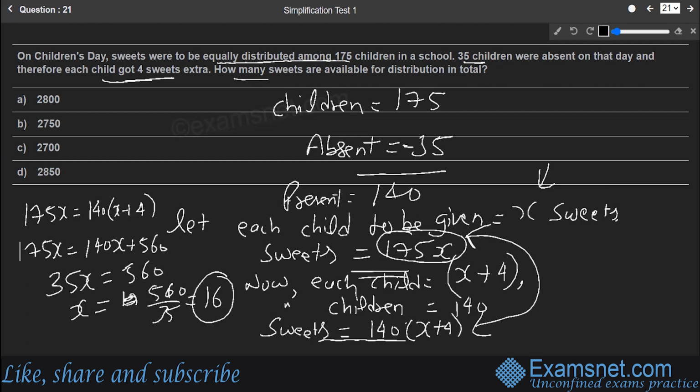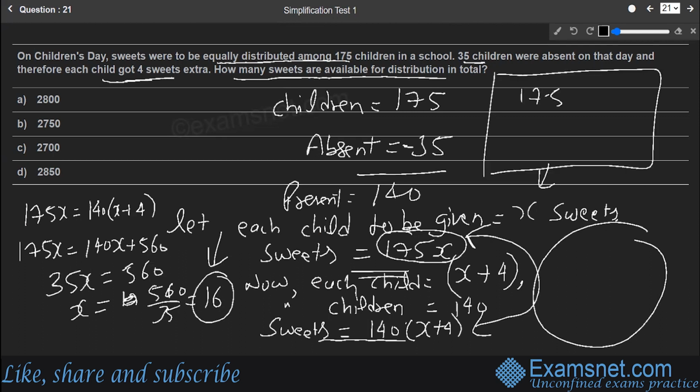But what he's asking is, how many sweets are available for distribution in total? So 16 sweets were given to each child and the total number of children was 175. So the total number of sweets was how many? 175 into 16, each child got 16. So this was the total number of sweets available. 175 into 16 is nothing but 2800. So this is the final answer. There were 2800 sweets available to be distributed. Option A is the right answer.